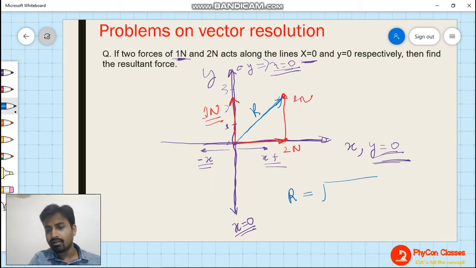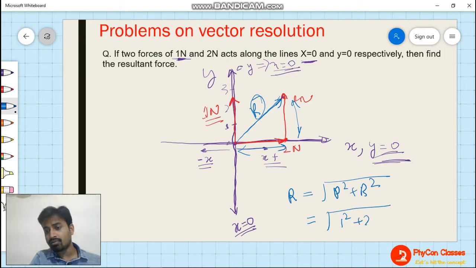Resultant value will be under the root of this length and this length, that is perpendicular length square, p square plus b square. Clear? Because this one is acting as hypotenuse. So under the root of 1 square plus 2 square, that will be the answer. That is under the root of 5 and the unit is Newton. That will be the answer.